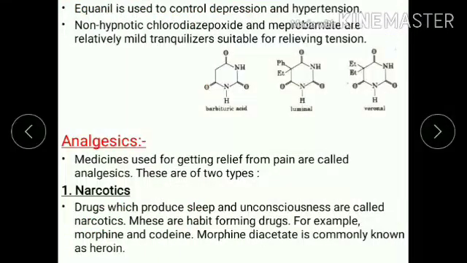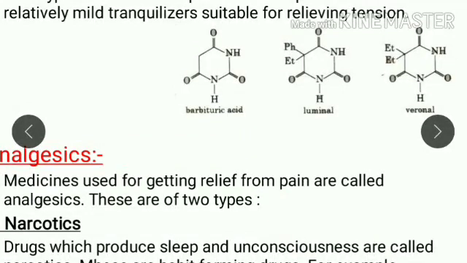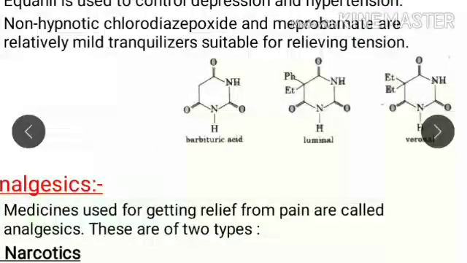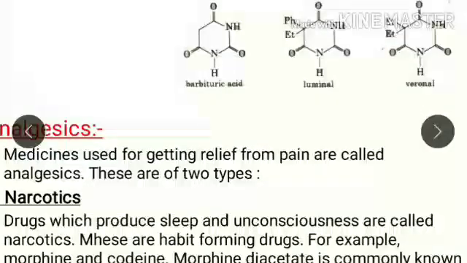Now, next is the structure formula. You do not need to learn the structure because no exam will ask about it. This is only a diagram that you can see: barbituric acid, luminal, and veronal. These are the medicines and these are their structure diagrams.